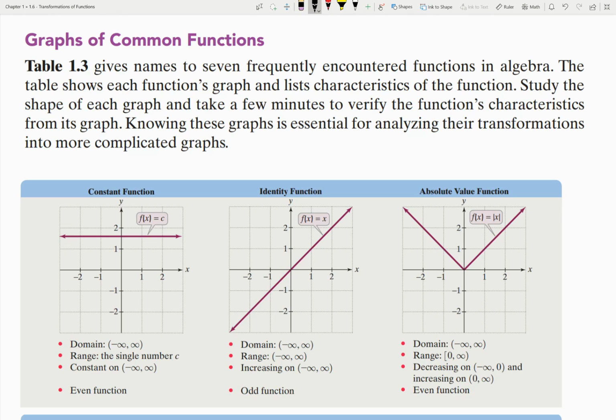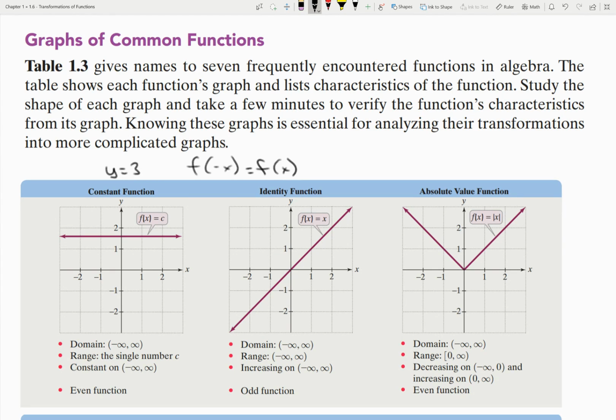We have a constant function, which is just a flat line. The function equal to a number, okay? Y is equal to 3. In this case, it's like 1 and 2/3 or so, okay? In this case, the domain is all real numbers. The range is just one number, and this function is constant on the entire interval, negative infinity to positive infinity. It's also even. Remember that even functions are defined as a function where a negative inserted into the function gives me back my original function. And it also means that it is symmetric about the y-axis.